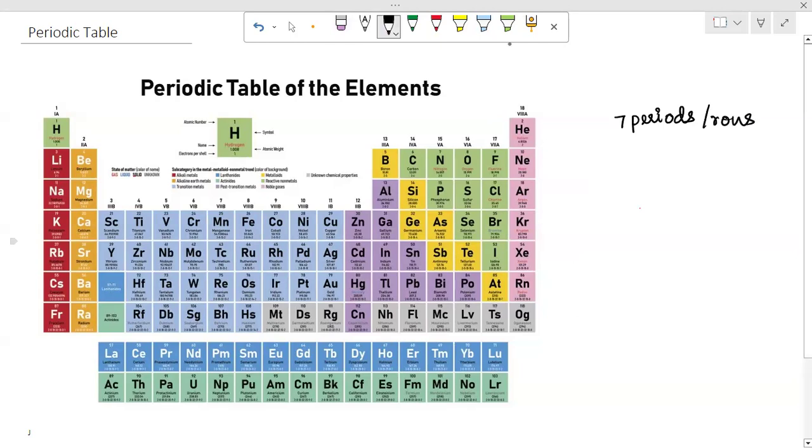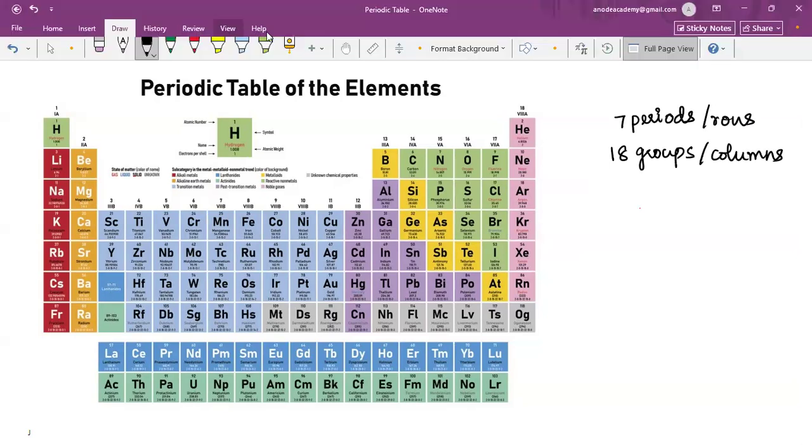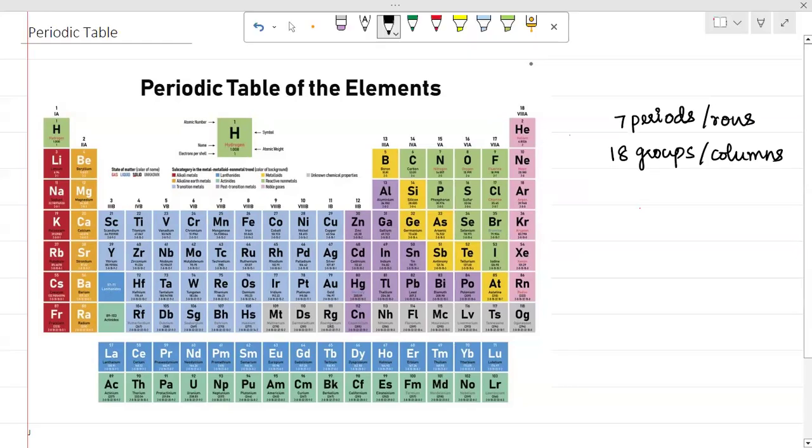And if you check the columns, there are 18 columns and they are actually called groups. So 7 periods and 18 groups are what is present. Now if you're not familiar, you might feel that this is an 8th one, 9th one. No, this is actually placed over here. This one belongs to the 6th period and this one belongs to the 7th period. These are called the lanthanides and the actinides. We'll be discussing them in detail.